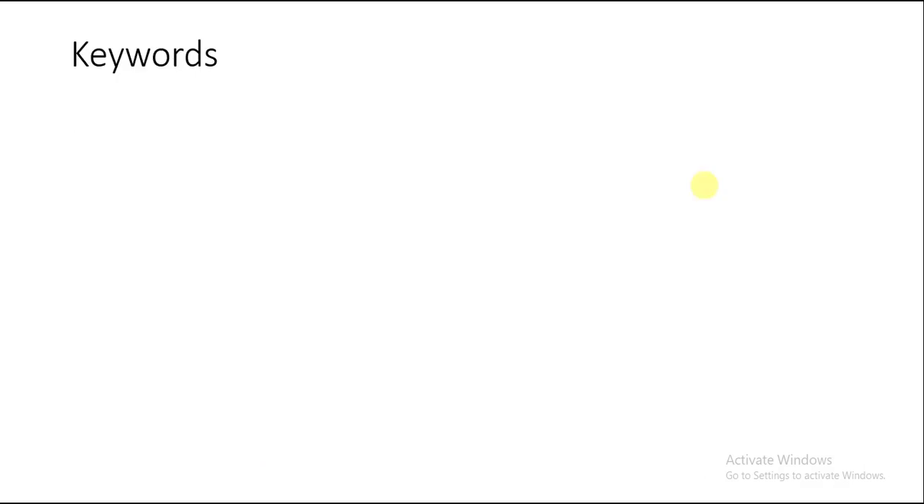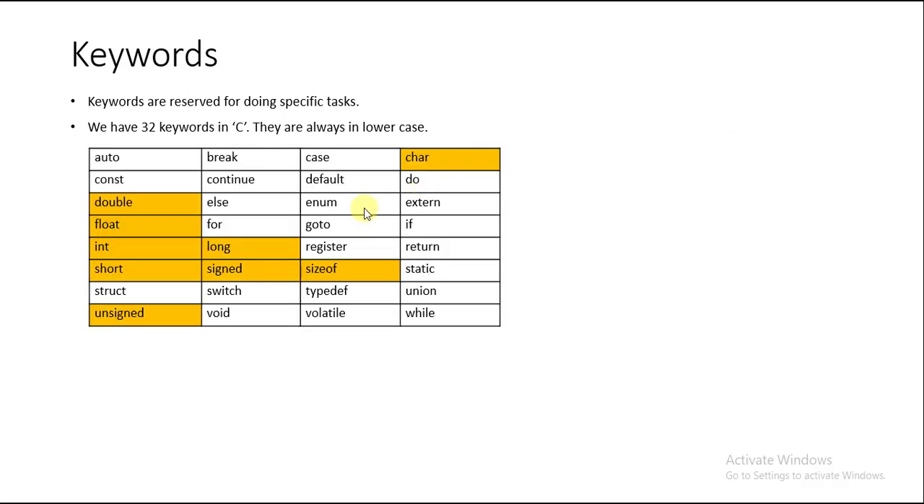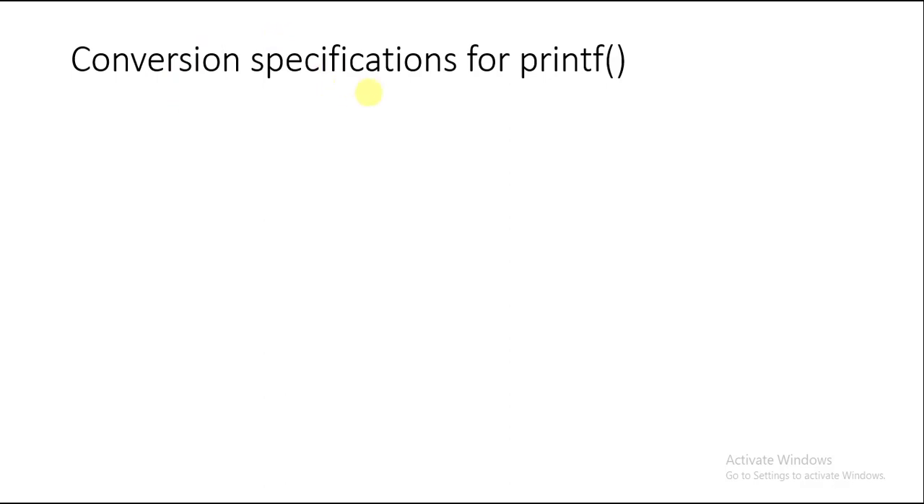Next we are going to discuss keywords. There are certain words that are reserved for doing a specific job in C programming. These words are called keywords. In C we have 32 keywords, and these keywords always will be in lowercase. So these are the 32 keywords in C programming, and the keywords which are highlighted in yellow color, those we are going to discuss today. See, all keywords are in lowercase only, and we cannot use these keywords for other jobs as these have some predefined tasks. Next, conversion specifications for printf.